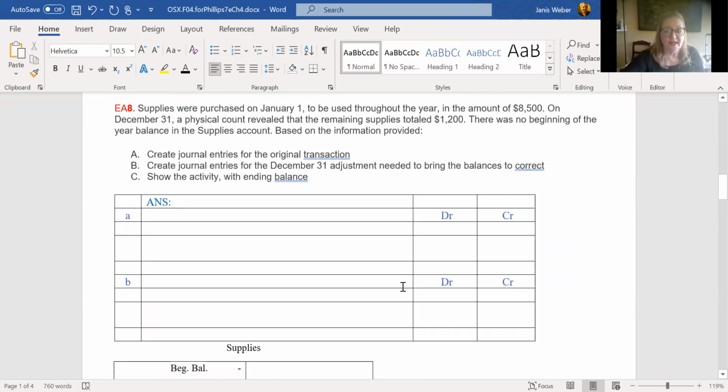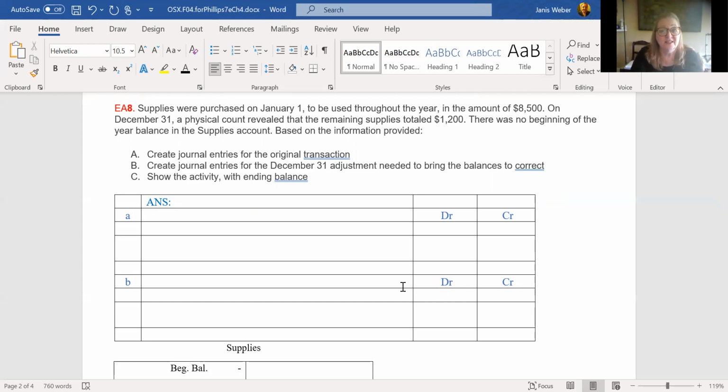Okay, the next one, EA8. Supplies are purchased on July 1 to be used throughout the year in the amount of $8,500. On December 31st, a physical count revealed that the remaining supplies totaled $1,200. So that was the value of what was left. All the rest of them were used up during this period.